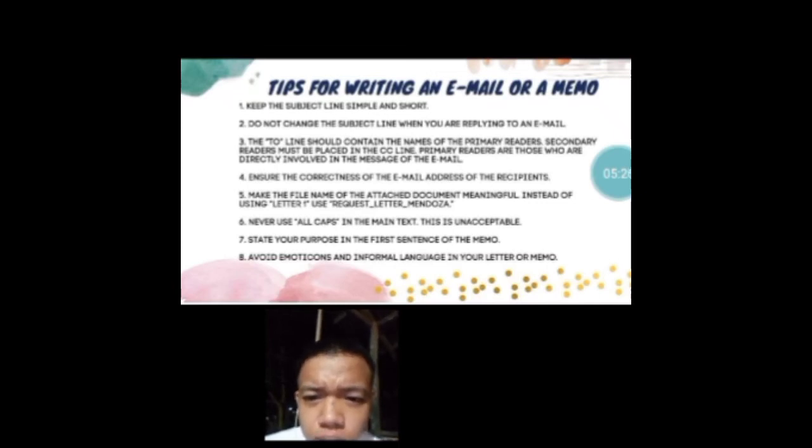Number 6, never use all caps. Never use all caps in the main text. This is unacceptable. Number 7, state your purpose in the first sentence of the memo. State nimo asa to nga purpose guys para aha to nga memo. Para ba to sa meeting o unsa ba? Avoid emoticons. Avoid emoticons and informal language in your letter and memo. Sa business ka guys, dapat formal gid siya.